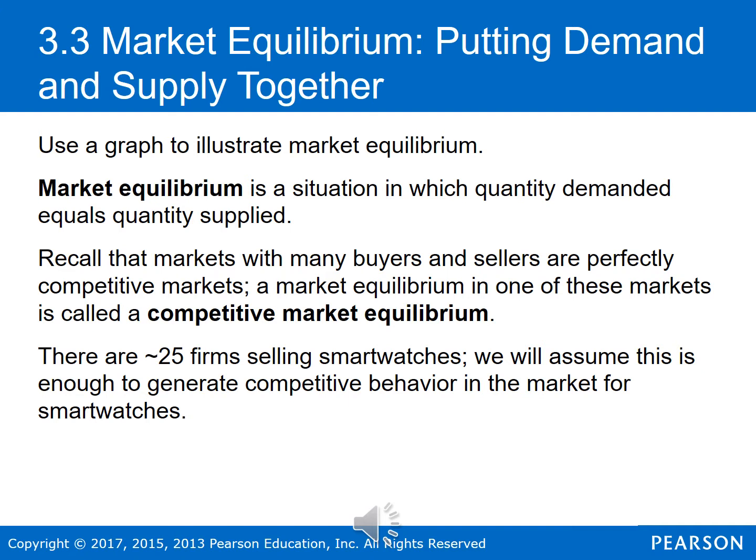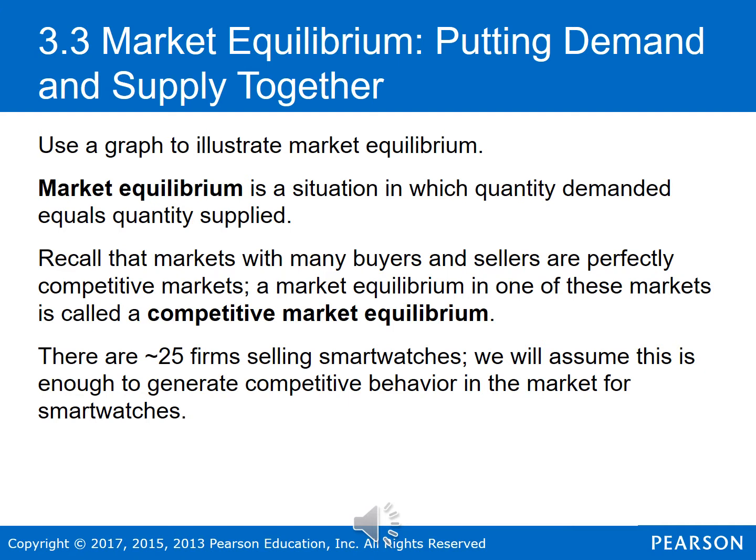So that at a given price, all of the buyers who are willing and able to purchase that product are able to buy. And all of the units being supplied by firms are being purchased. Because this market has many buyers and sellers, we're going to call this a perfectly competitive market. So an equilibrium in a perfectly competitive market is called a competitive market equilibrium.